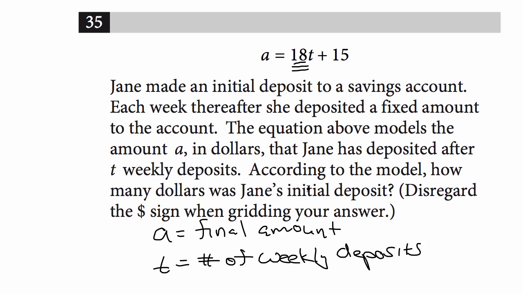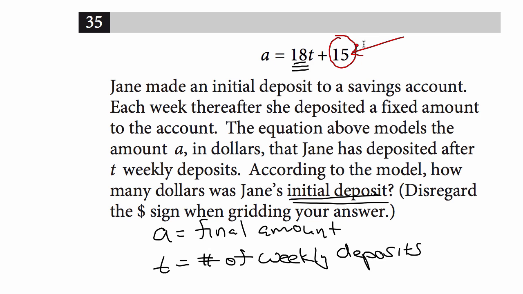Okay. What do we want to know? According to the model, how many dollars was Jane's initial deposit? And I'll tell you, in equations where you have some value off and alone by itself, that's usually your starting value. Like if this was how much someone's going to charge you to clean their house, they might say, it's $18 an hour. But just to show up at your house, I'm going to charge you $15. It's a flat fee. And that's exactly what's going on here. It looks like she just deposited $15, right? And however many weeks pass by of her depositing $18, you'll get a final answer.